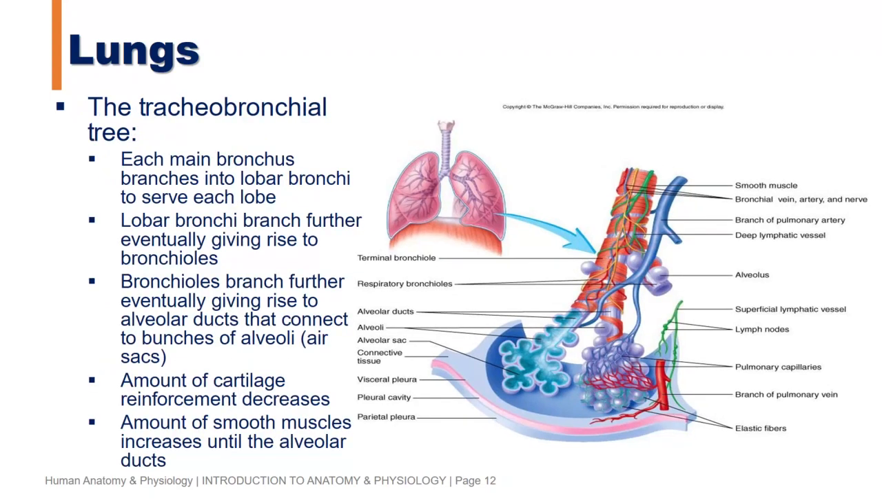The tracheobronchial tree. Each main bronchus branches into lobar bronchi to serve each lobe. Lobar bronchi branch further, eventually giving rise to bronchioles. Bronchioles branch further, eventually giving rise to alveolar ducts that connect to clusters of alveoli, or air sacs. The amount of cartilage reinforcement decreases, and the amount of smooth muscle increases until the alveolar ducts.